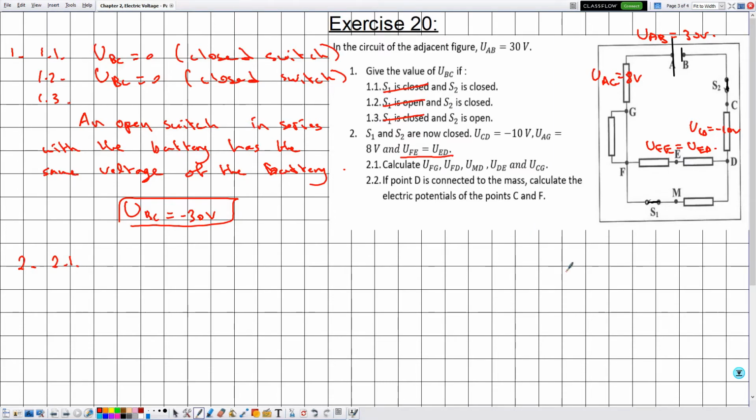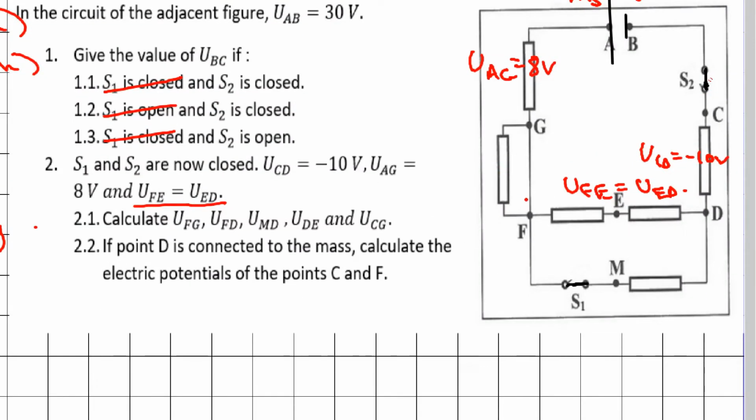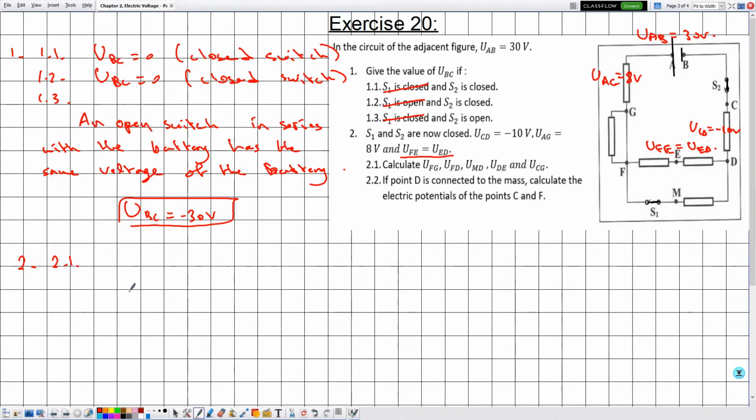Now in 2.1 they are telling me calculate UFG, and this can be done. Okay, so this cannot be done using the law of addition of voltages because we have several unknowns. Notice that across F and G we have two components. Either we can consider this component or the wire. So we can simply say that UFG is equal to 0. The reason is given by connecting wire or short circuited. They are the same. So we are done with UFG.